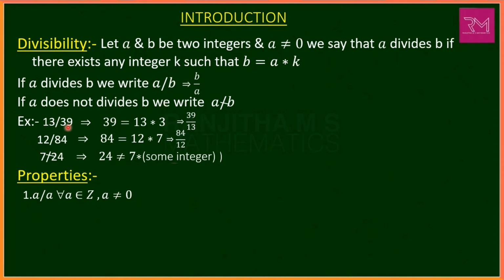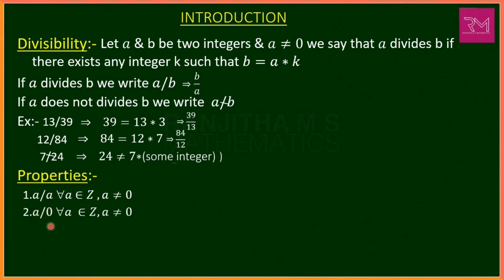Take the condition 13 divides 39. I am saying 13 divides 39 is the same as 39 is divided by 13. Here if we take a value of 0, the value becomes anything divided by 0, which is infinity. So we have to take the condition as a does not equal 0. This is a very important condition to say a divides b. So the property says a divides a for all a belongs to Z and a not equal to 0.